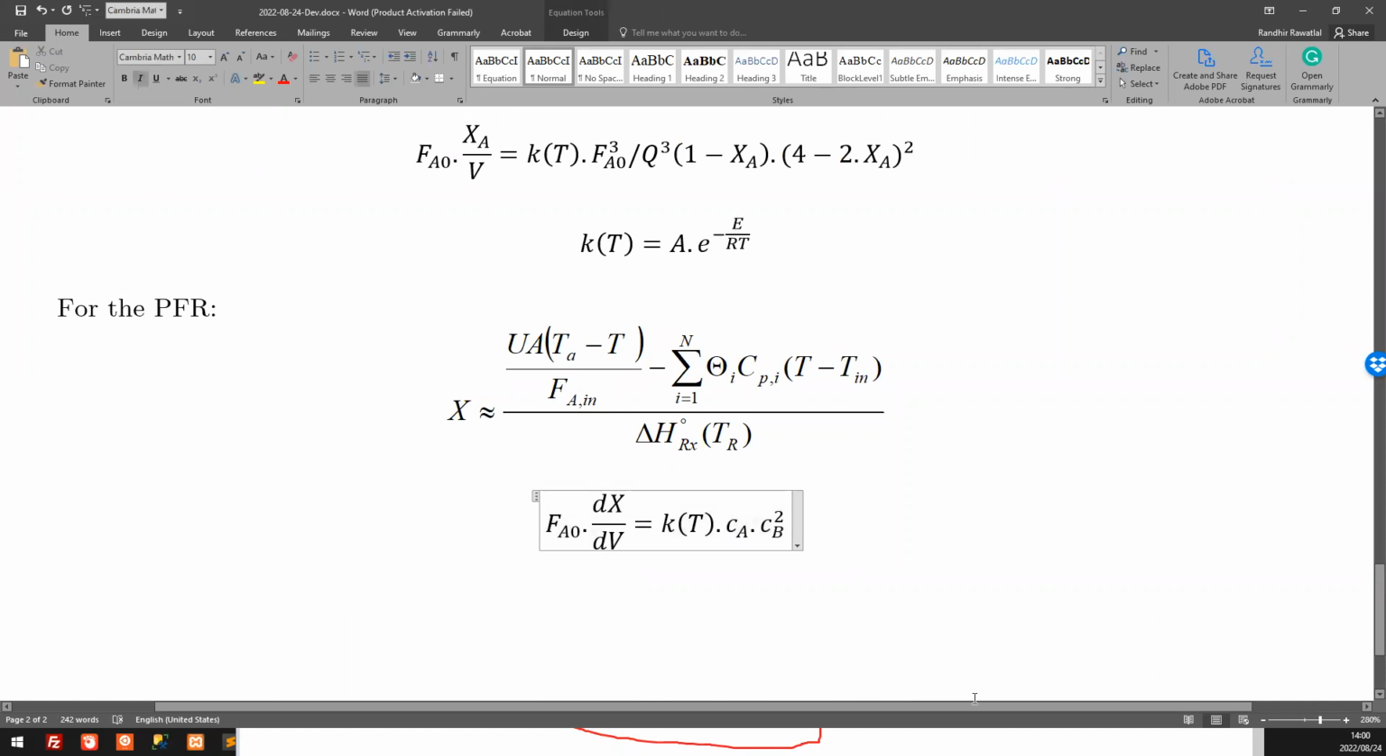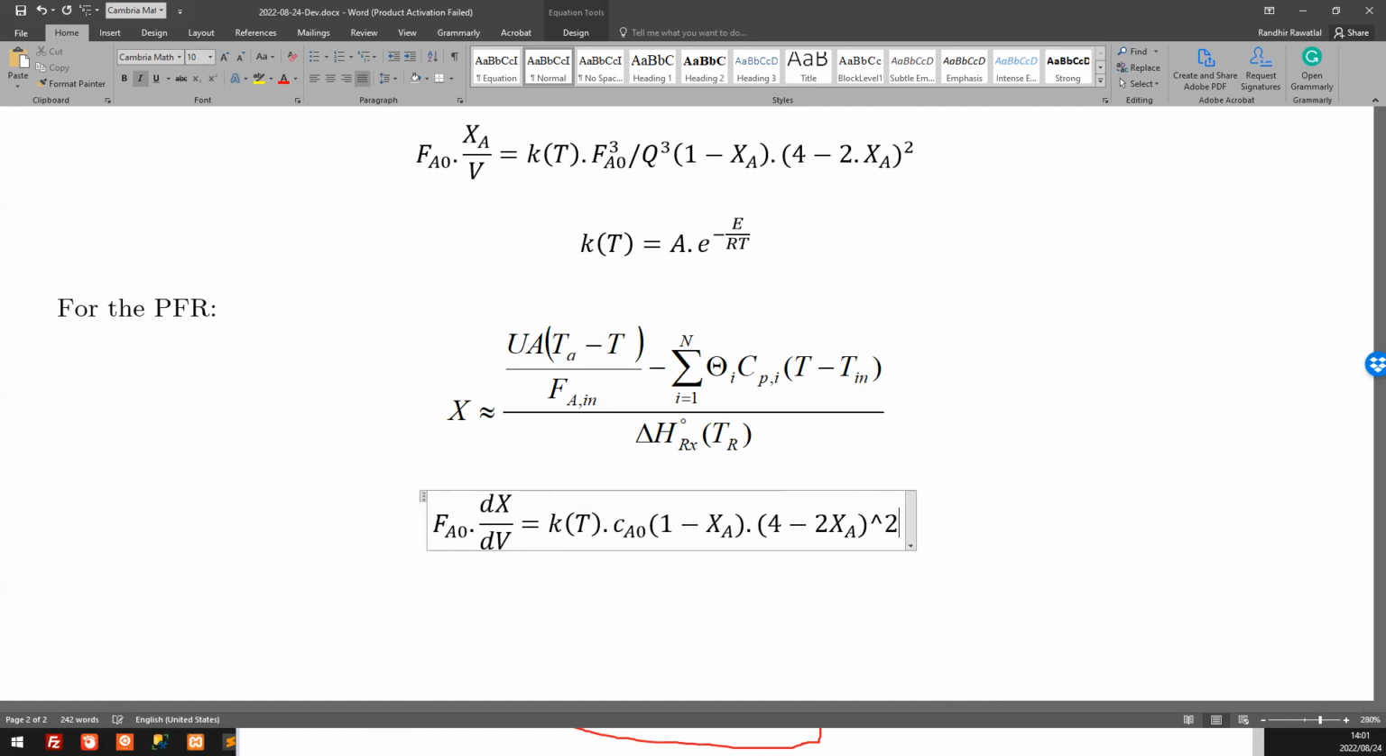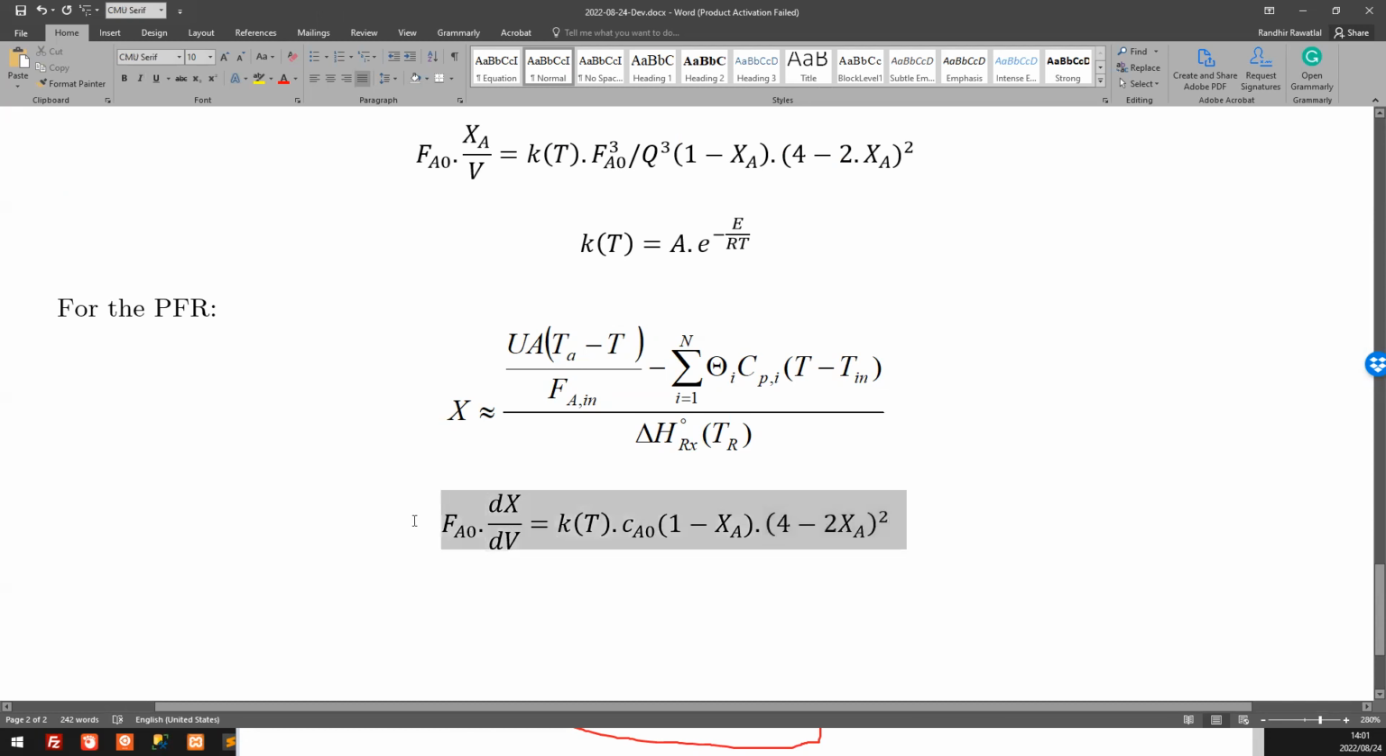But anyway, for this one, let's just write this as a CA naught, and this is going to be, as we said before, 1 minus XA and CB squared. So this is 4 minus 2XA squared. Okay, so this is our equation for the PFR.